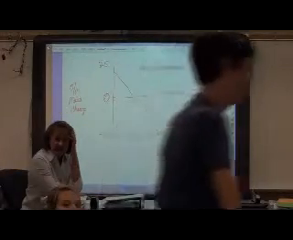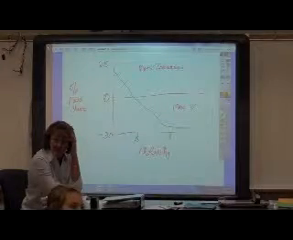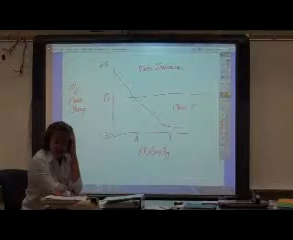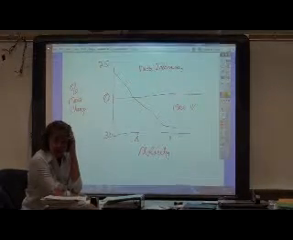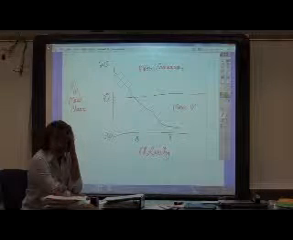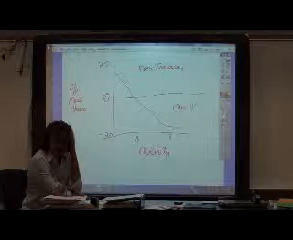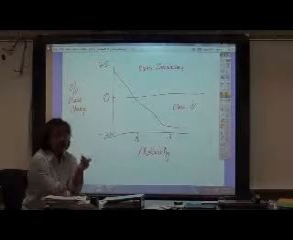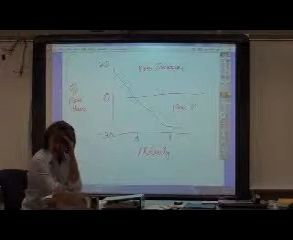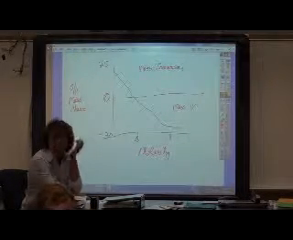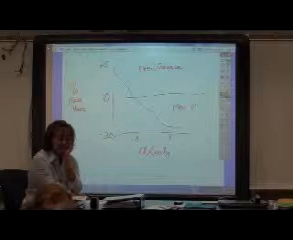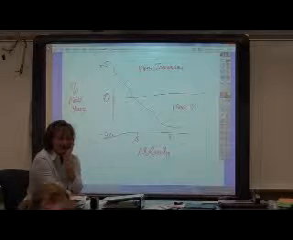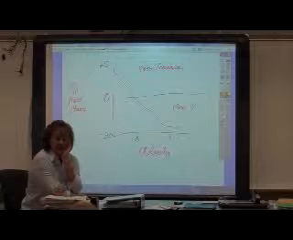What is facilitated diffusion? Is that not diffusion that requires energy? No, it is a passive transport. The regular diffusion and facilitated diffusion are both passive transports. They go down a concentration gradient. So what's the difference?